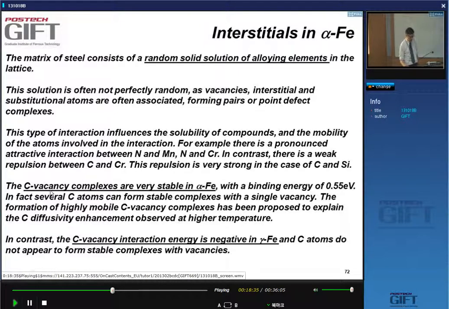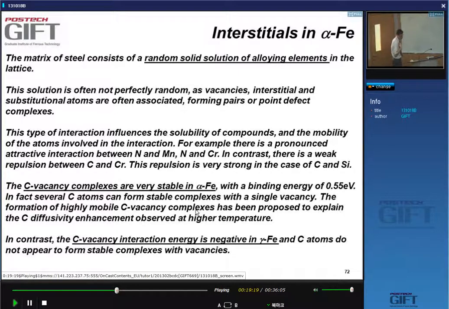One of the stable complexes in alpha iron are carbon vacancy complexes. They have a high binding energy, and so several carbon atoms can be associated with a single vacancy. And they are very highly mobile. They can move very quickly through the lattice. And this association of carbon vacancy complexes has been used to explain enhancement of carbon diffusivity at higher temperatures.